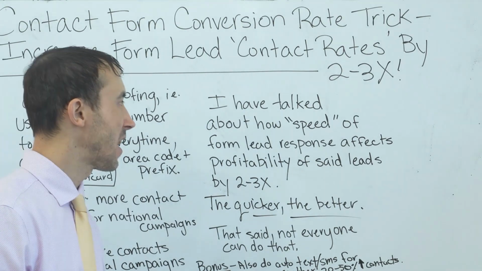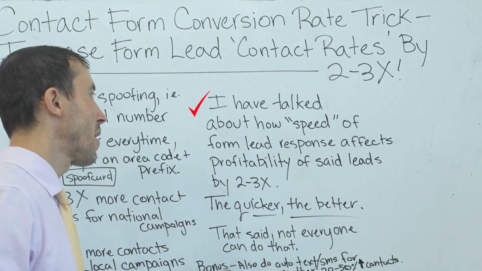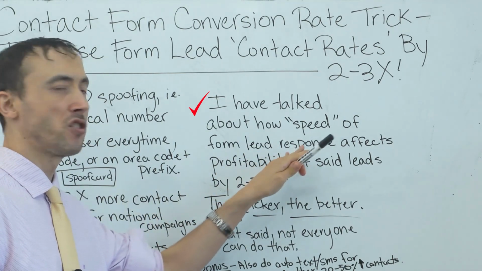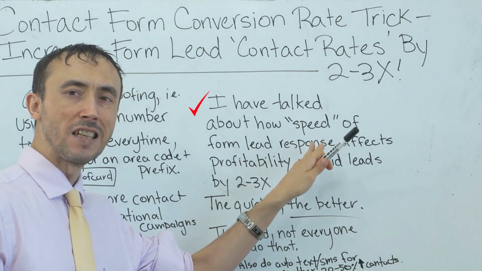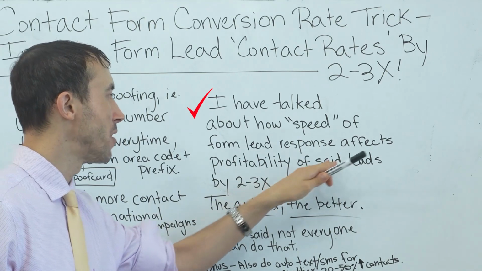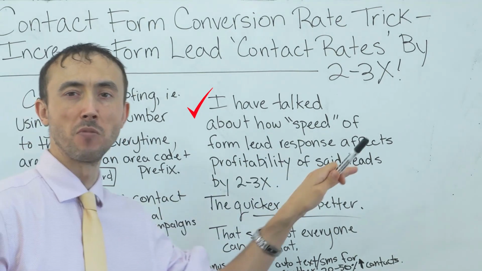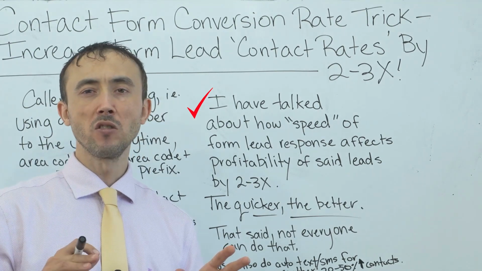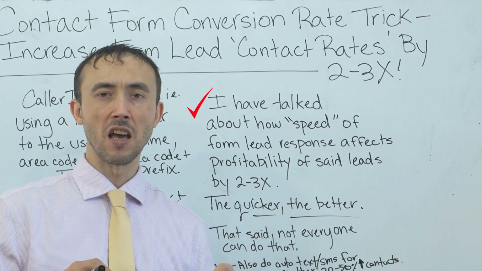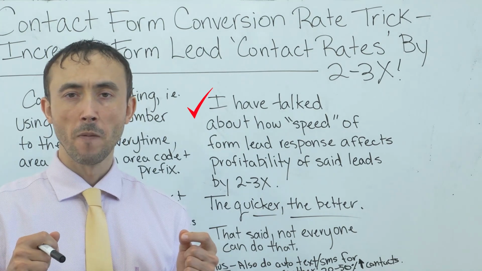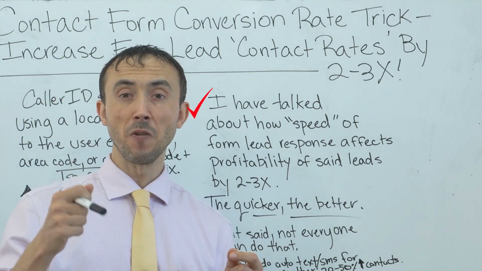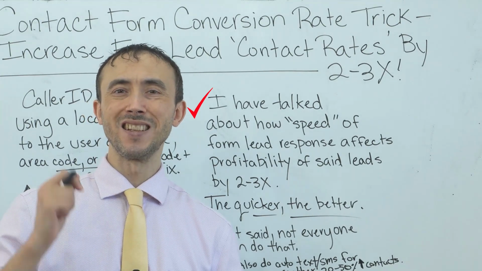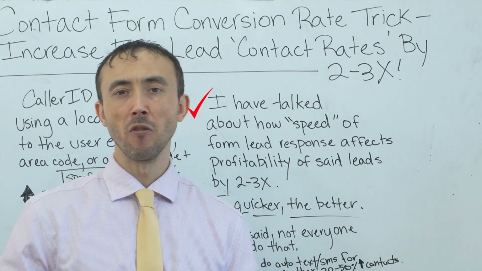So with that said, getting into the content, I have talked about how the speed of how fast you get back to your form leads affects the profitability of said leads by 2 to 3 times in and of itself. So even without the technique I'm going to share with you today, you could increase the amount of people you're able to reach that filled out your form by 2 to 3 times simply by getting back to every person within 60 seconds of them filling out the form.